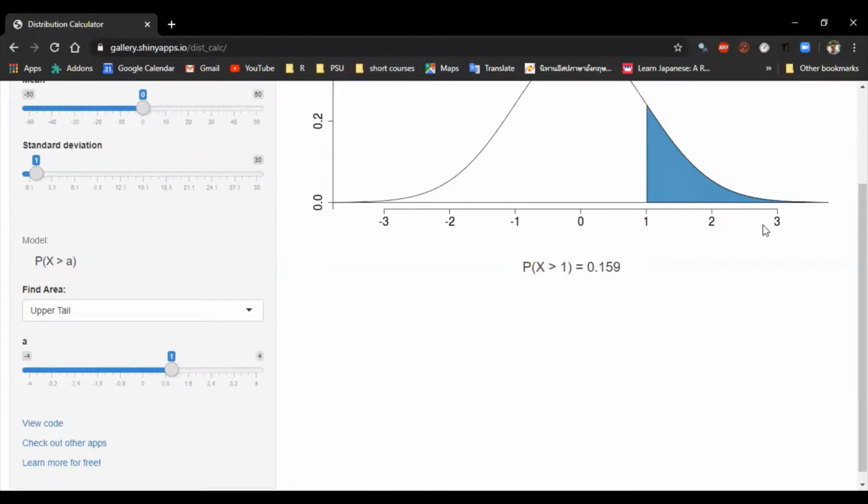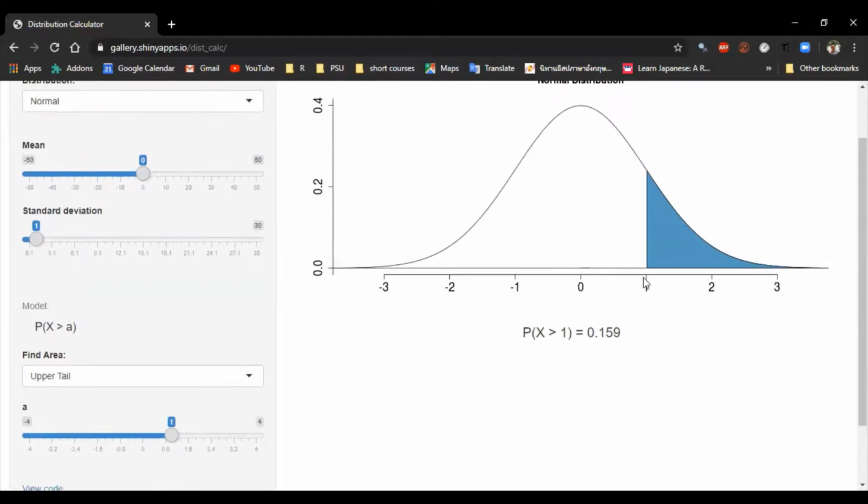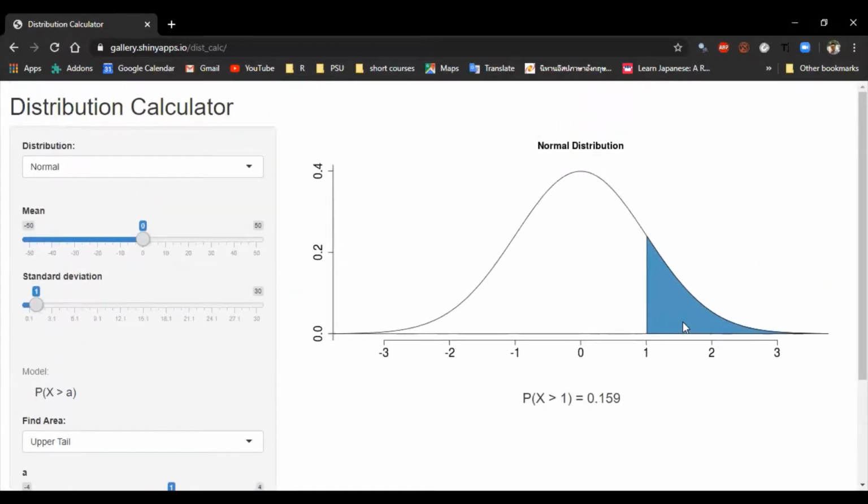Okay, got it. So, do you think the answer is correct? Do you think it is correct or not? What do you think? So we got 15.9%. Do you think it is correct?